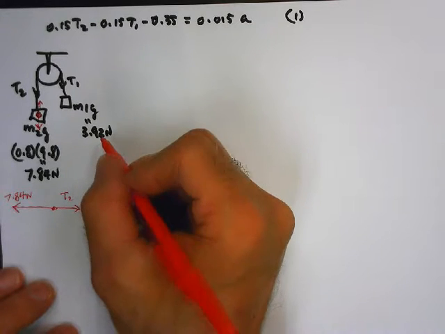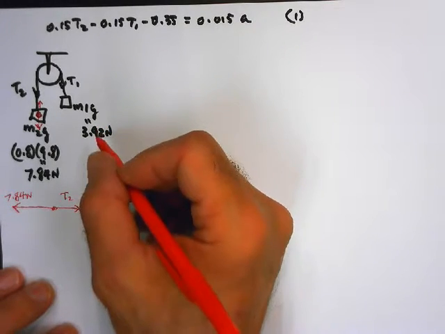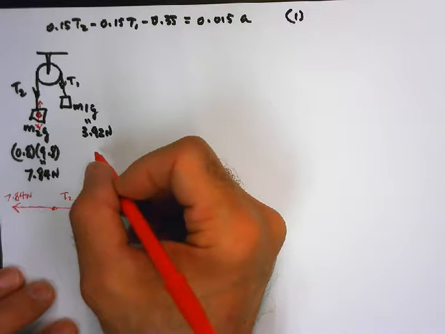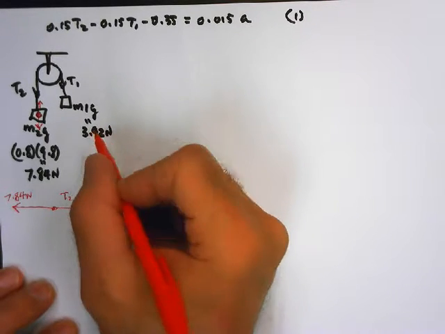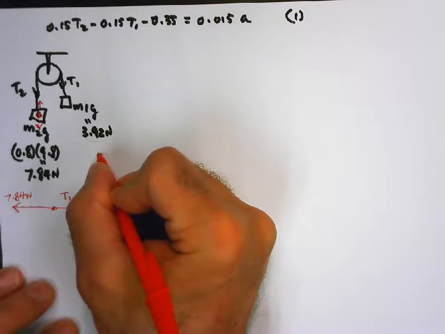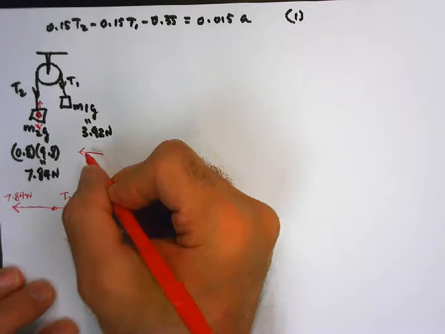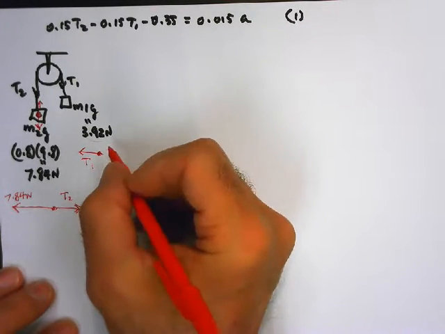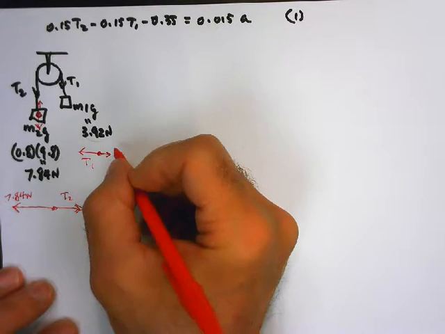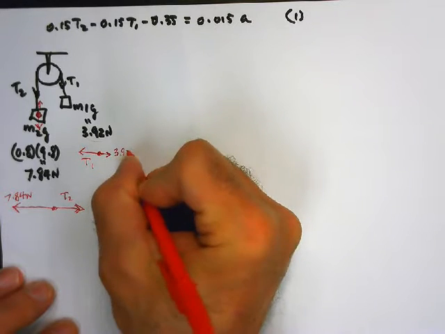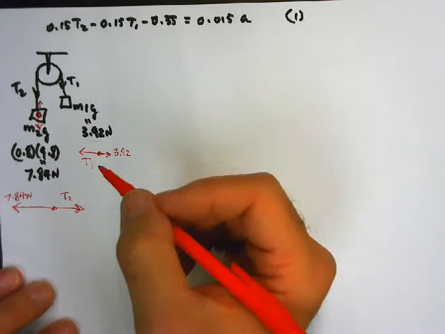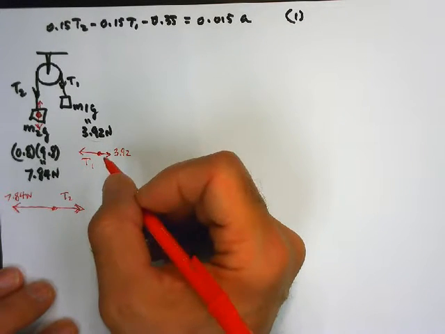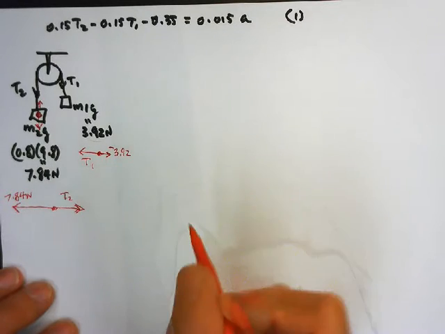Okay, now let's take a look at the other mass, the other mass that's hanging from the string. T1 is bigger than T2, so I'm going to make T1 a little bigger. We'll call that T1. And then pulling the other way, it's a little smaller. That would be 3.92. Okay, now I'm going to let to the left be positive in this case and to the right be negative, so I'm going to make that a negative right there.